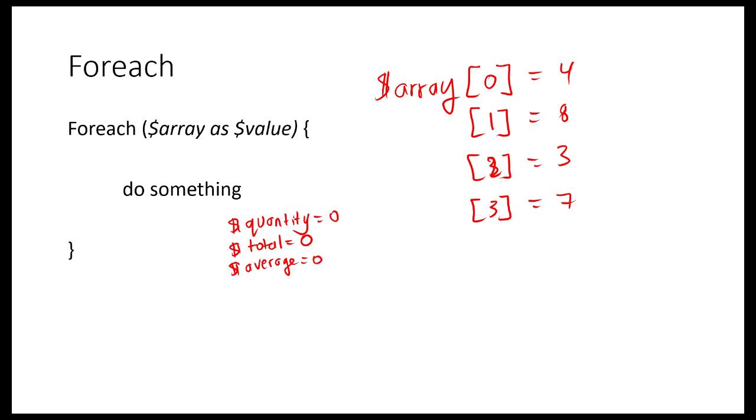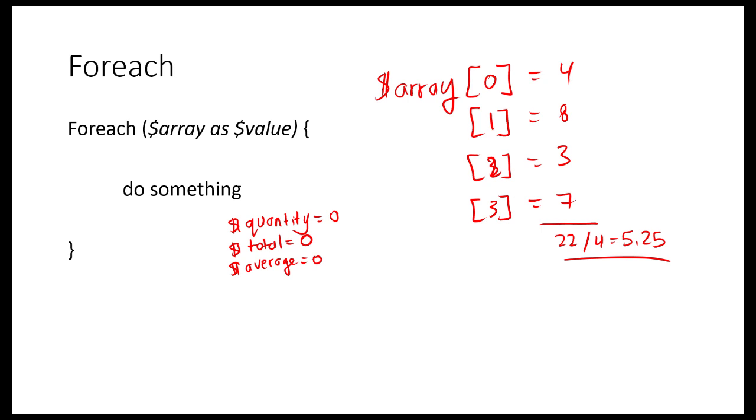So if I add all these numbers up, 8 is 12, 22. So the total is 22. And there's 4 numbers. So 22 divided by 4 is 5.25. If that makes sense.